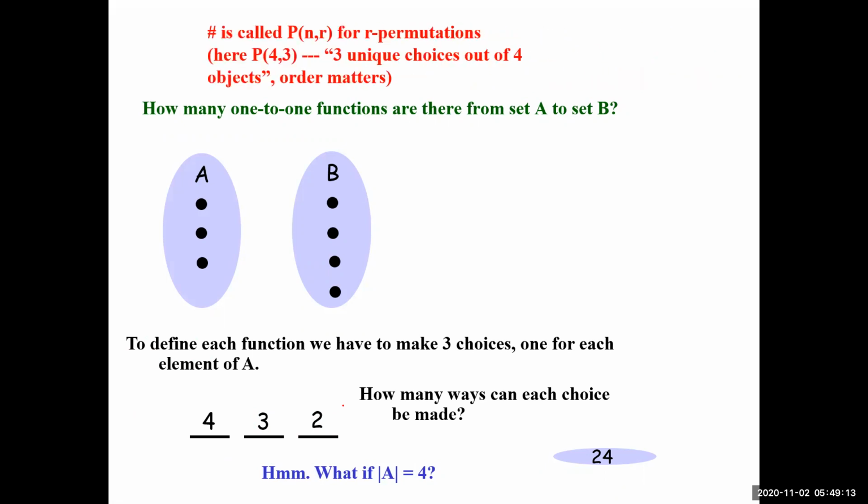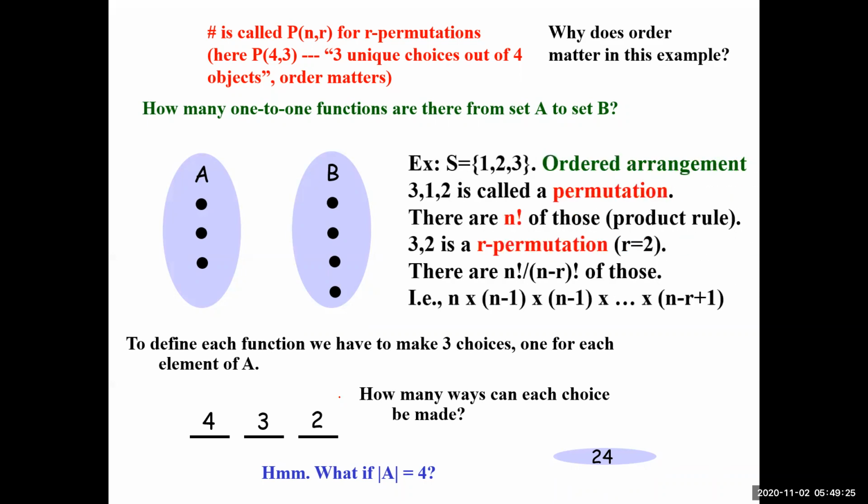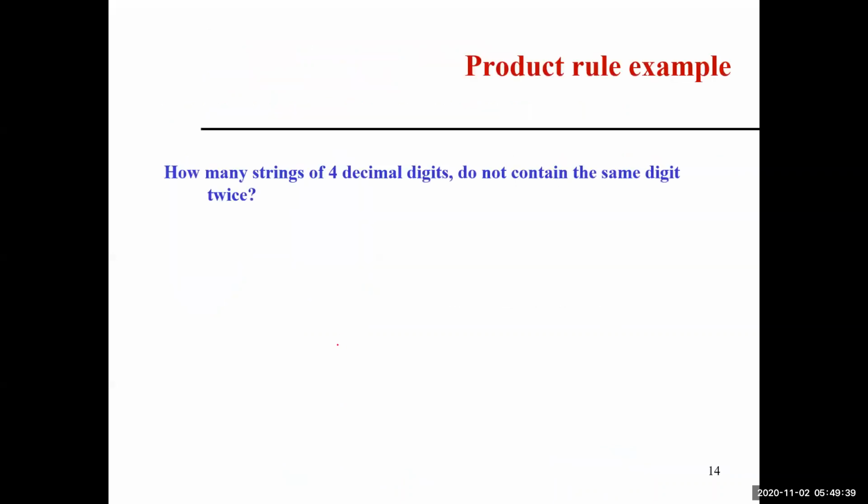So what we're doing here is P(4,3). There are three unique choices out of four objects. So now 1, 2, 3. This is an ordered arrangement. So 1, 2, 3 and 3, 1, 2 is called a permutation. There are n factorial, and that's why it is 24.